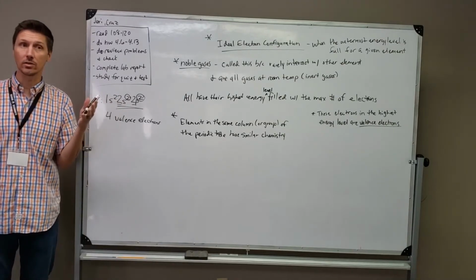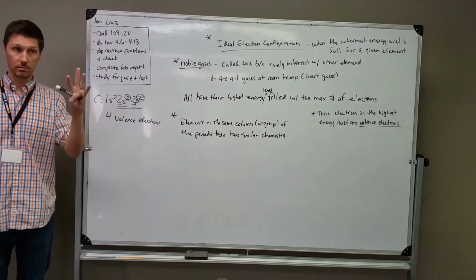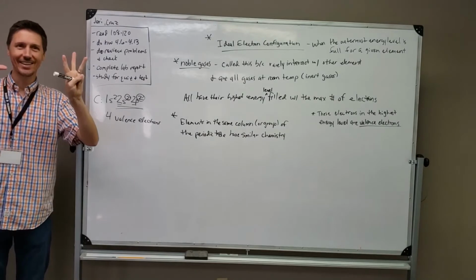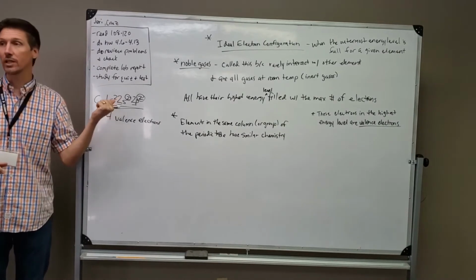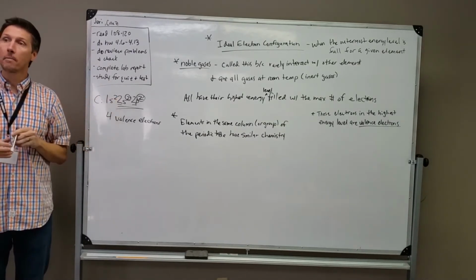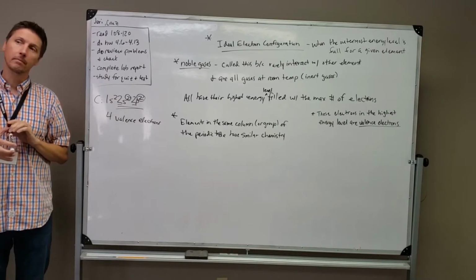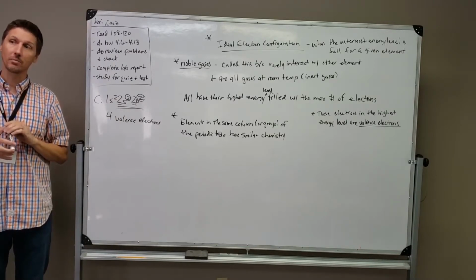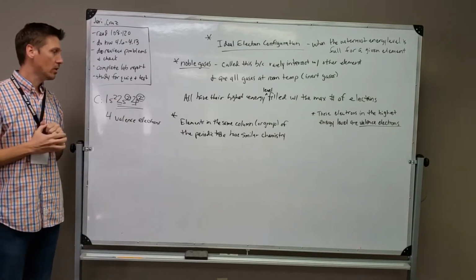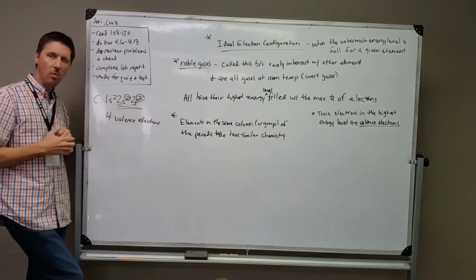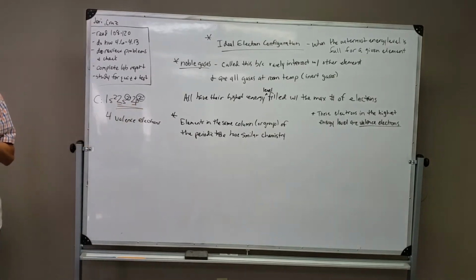What's the ideal electron configuration? 8, right? We want 8, so it's lacking 4. It needs 4 more. But it can't. Oh, the p. Never mind. Right? p can hold 6, right? So it needs 4 more to be in its ideal electron configuration.